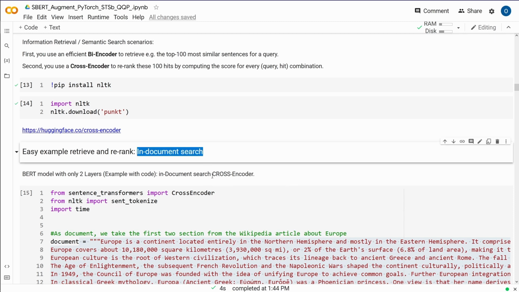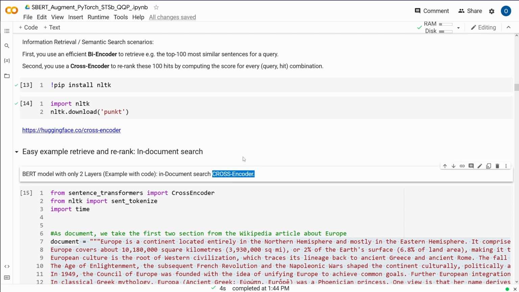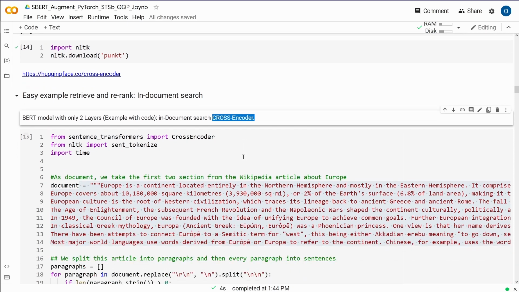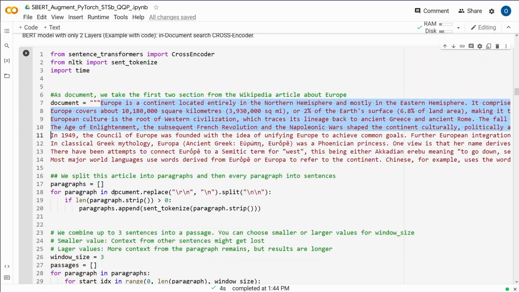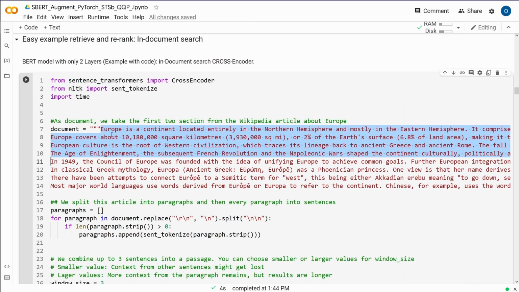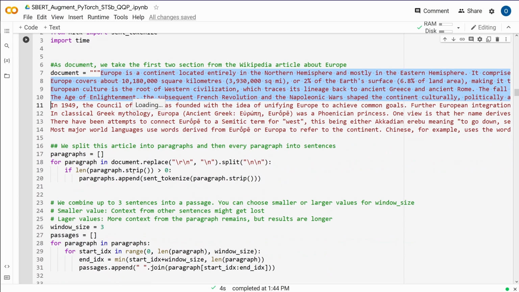Remember that a cross-encoder is good if you do not have 10,000 plus sentences. So let's say we have here an in-document, and the document here is this, whatever it is. I don't know how many characters it is, but this is our document. And we want to search in this document. So we split this article into paragraphs, and then every paragraph into sentences. So this is all done here.